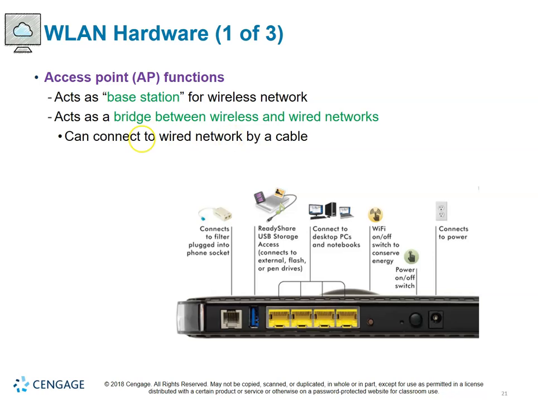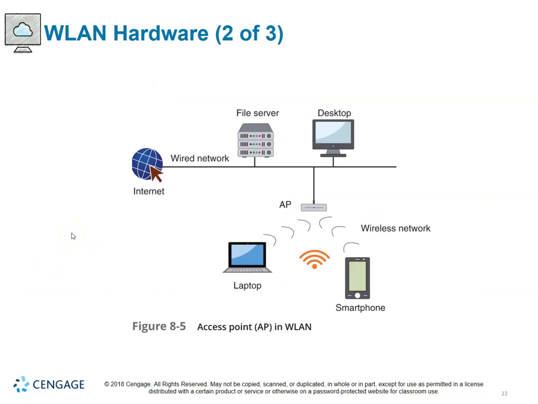It acts as a base station for wireless networks and a bridge between wireless and wired networks. So if you go look at your router, you might find a computer right next to it, and it would make sense to hardwire that one in because it's in physical proximity to the router. So this is what this would look like on a topology diagram. Here's the internet, and coming into your local network, you'll have a file server, a desktop, and then an access point for your wireless connections.